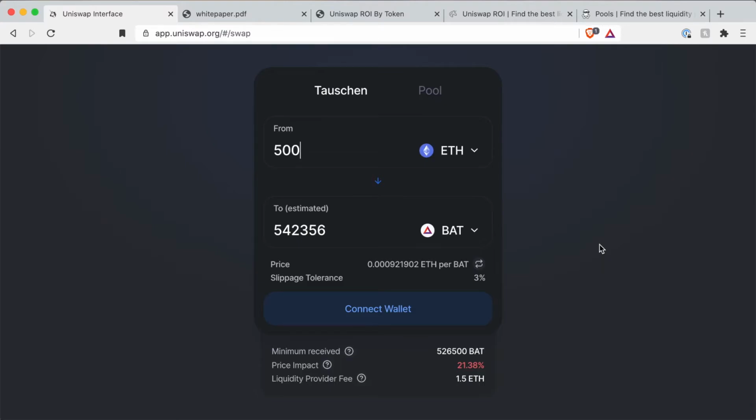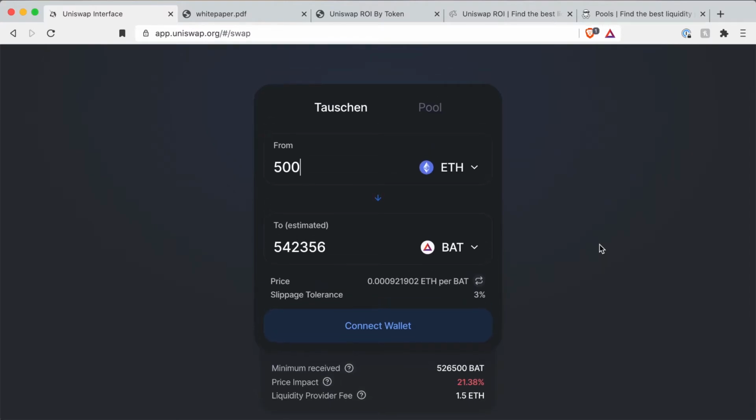Another important point when you trade on Uniswap is the speed of your transaction. Right now, as of today, the Ethereum network is really clogged and there are a lot of transactions waiting. And if you don't really speed up your transactions, you might wait for a really long time that they go through, or they might not even ever get accepted.